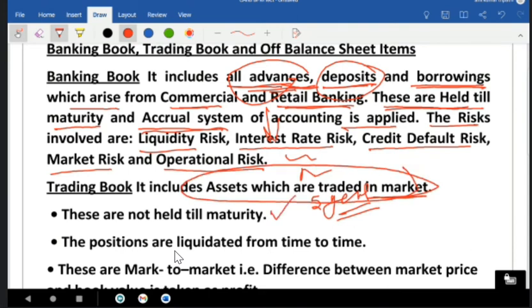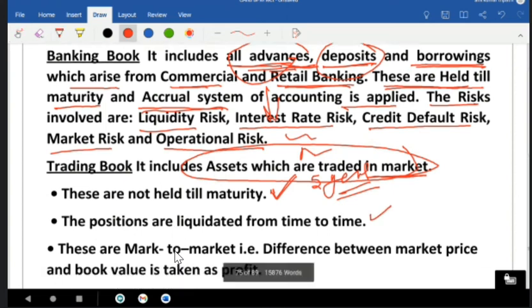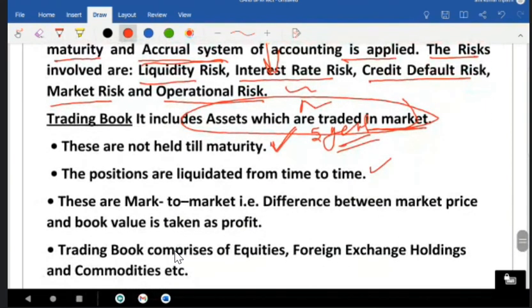That means we don't wait for them to mature. As soon as we are getting the profit, we sell them immediately in the market, and positions are liquidated from time to time. That means we keep on selling and buying. These are marked to market, that is, the difference between market price and book price is taken as a profit. Because if the price of something is going high, that means we are getting profit, because if we sell in the market, we get a higher rate.